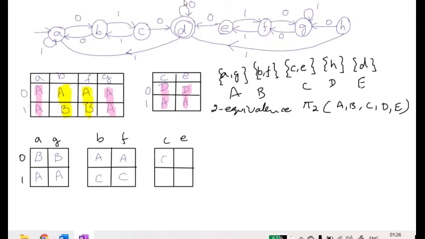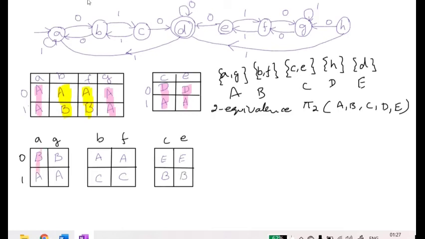C on 0 it is moving to the state D and D belongs to the set E. C on 1 it is moving to the state B and B belongs to the set capital B. E on 0 it is moving to the state D and D belongs to the set E. E on 1 it is moving to the state F and F belongs to the group B.